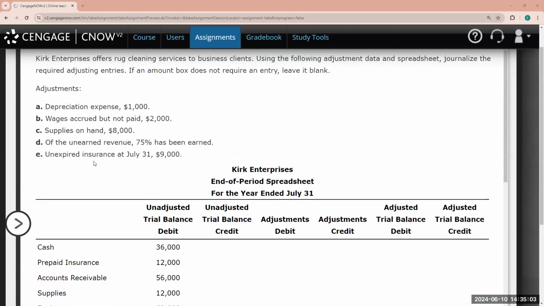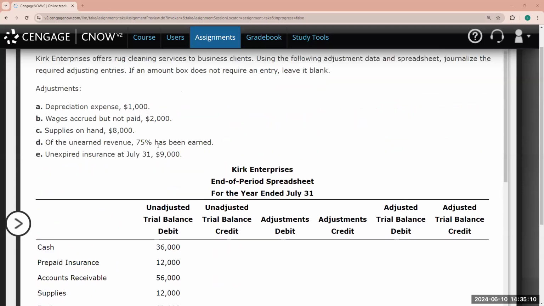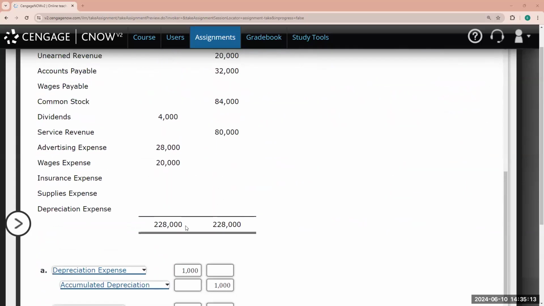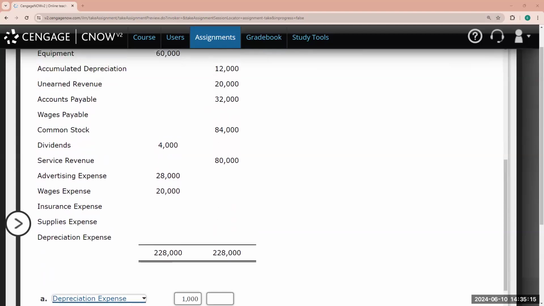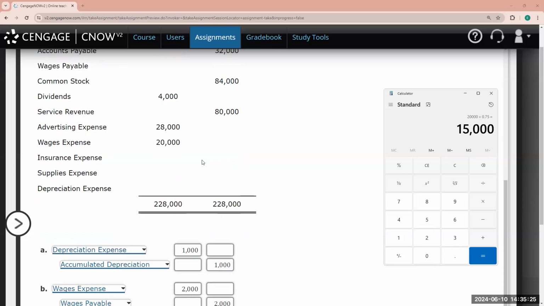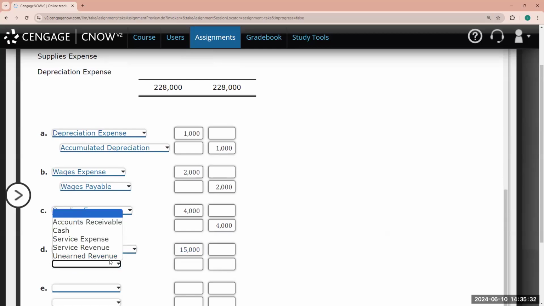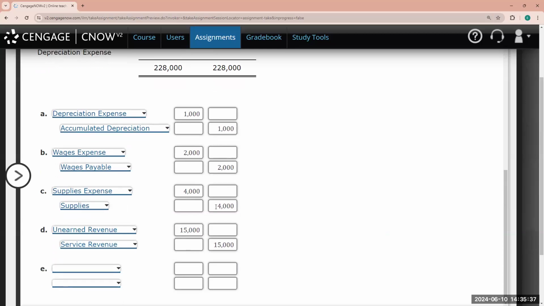So now for scenario D, it says of the unearned revenue, 75% has been earned. So here we see 20,000 and it says 75% has been earned. So we've completed a portion of our liability. So here we have 20,000 multiplied by 75%. And what this means is that we have earned 15,000. So our liability decreases to our customer by 15,000, and our revenue that we have earned increased by 15,000.